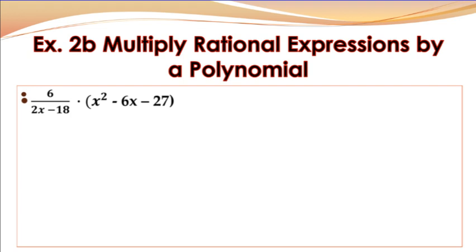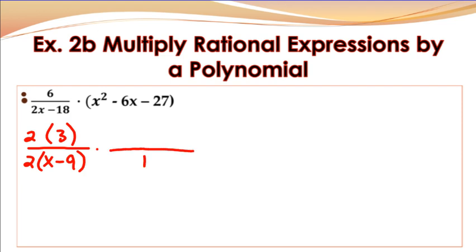Next one, factor. And it might help to factor out the denominator first. So if I factor out a 2, that leaves me with x minus 9. And now I can see, can I take a 2 out of the 6? I can, and that leaves me with 3 in the numerator. And then over here, I know it's over 1. I have a trinomial on top. 2 numbers to multiply to get negative 27, but add them together gives me a negative 6. That would be a negative 9 and a positive 3.